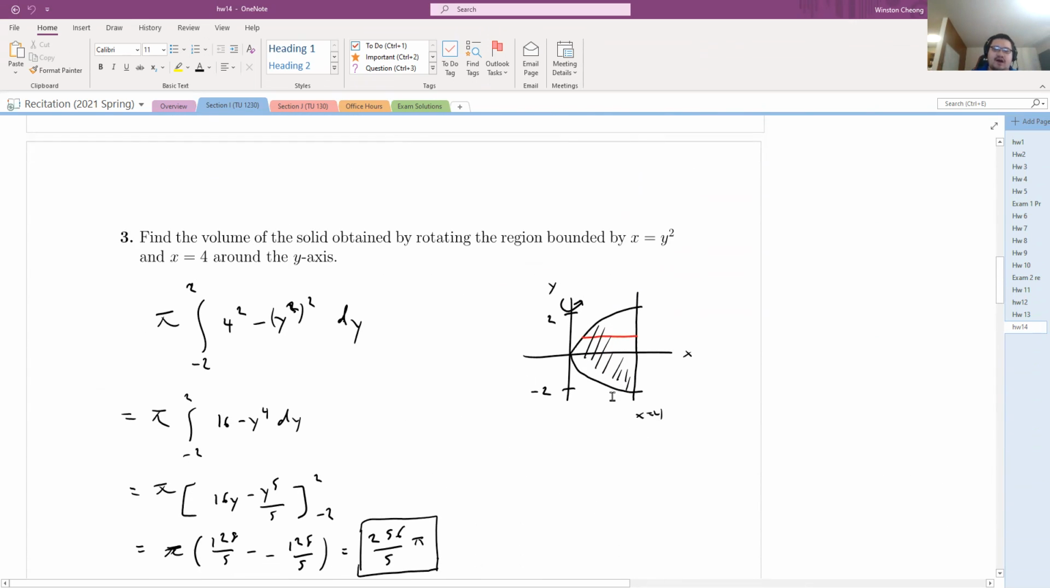This one, theoretically, you can reconstruct it so that it's a shell method problem, but you really don't want to, because in this case we're revolving around the y-axis, and the red line, the segment that you consider, would have to go from one side of the parabola to the other side of the parabola.